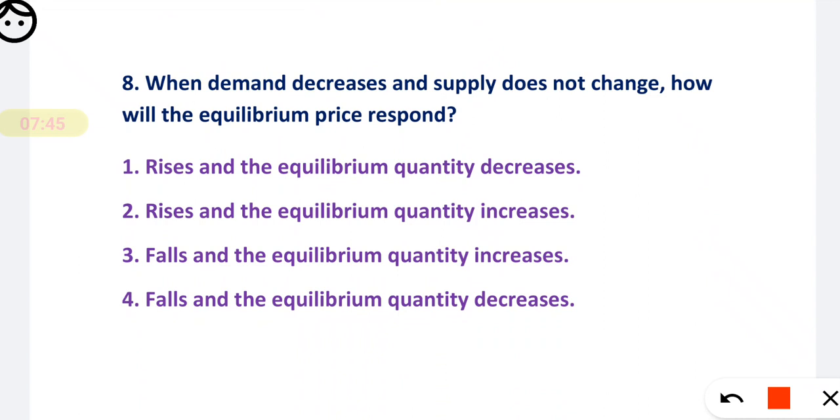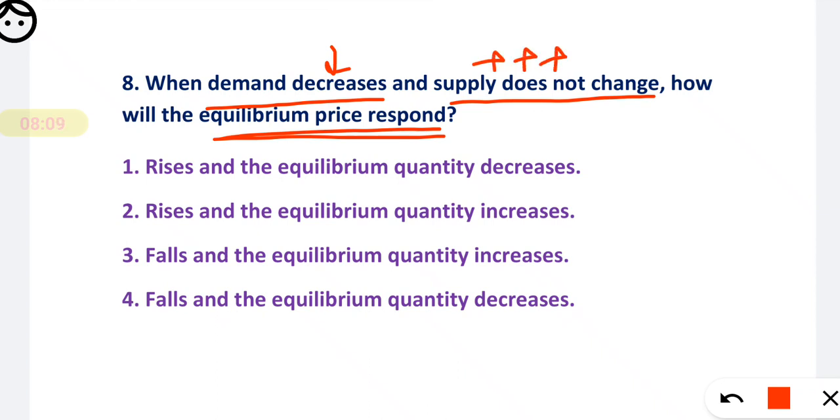When the demand decreases, the supply does not change. How will the equilibrium price respond? So friends, see here, very important. Common sense you can apply here. First we will see through common sense. If demand decreases, what will happen? And supply is constant, supply has not changed. Your demand in the market has decreased, but your supply is constant.